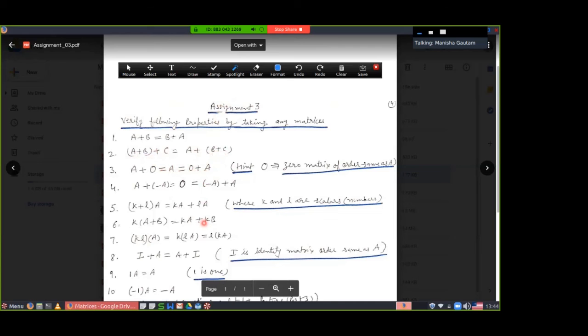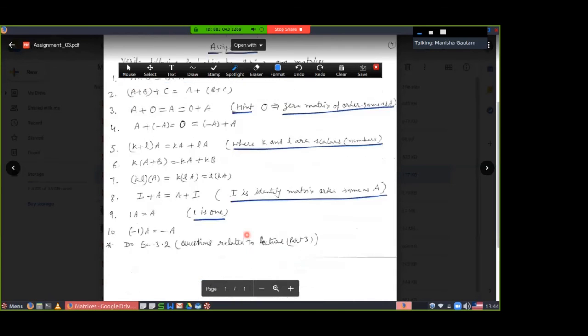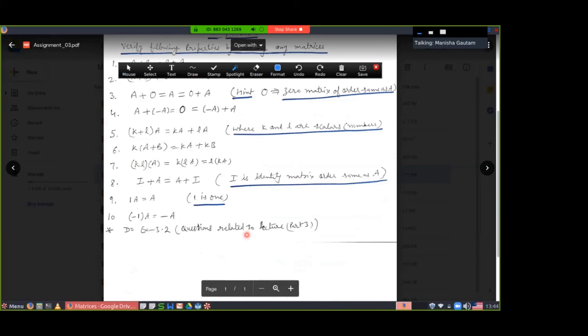I have given here 10 questions, and at last it is mentioned exercise 3.2. You can download the NCERT PDF from Google, and you can do exercise 3.2. No need to purchase books. Just do exercise 3.2, whichever questions you can do according to this lecture. Okay. Thank you. Thank you very much.